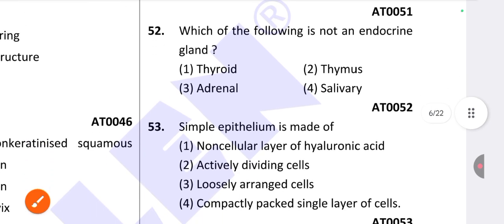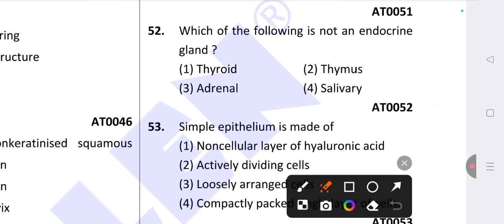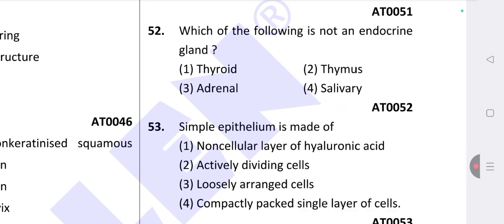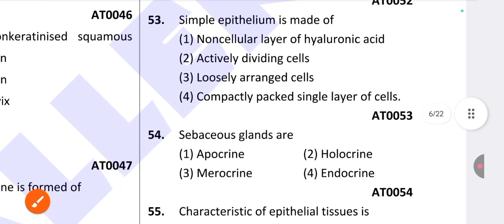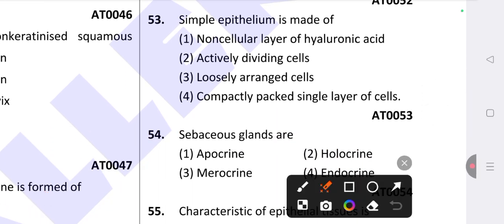Which of the following is not an endocrine gland? So कौन से वाला जो है जो endocrine gland नहीं है? So answer is salivary gland is not an endocrine gland. Next, simple epithelium is made of. So simple epithelium it is made of compactly packed single layer of cells.